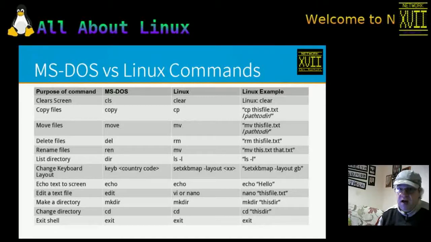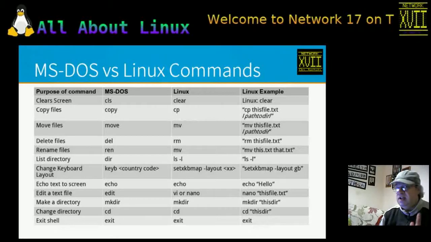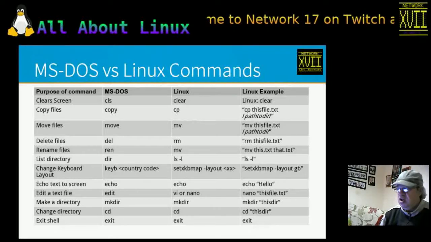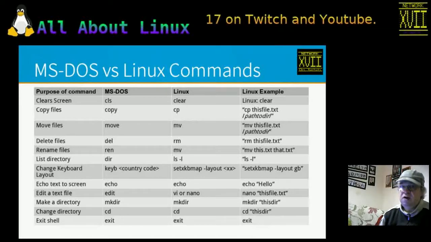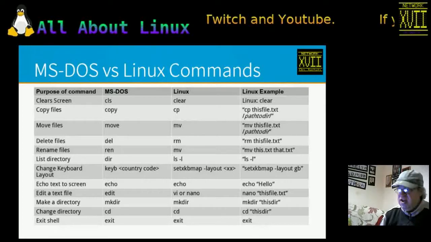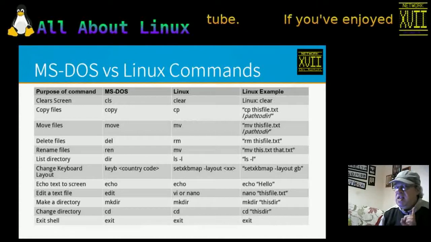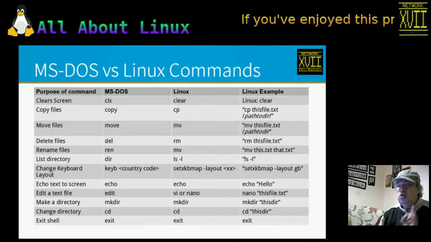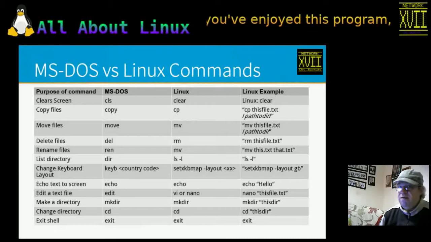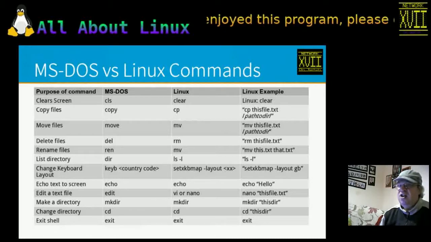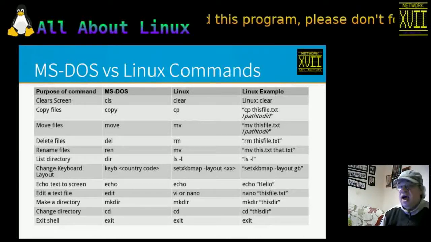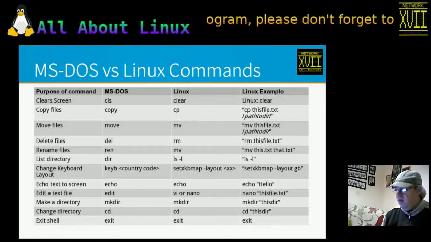To delete a file in MS-DOS, use the command del, but to delete the same file in the Linux terminal, use the command rm. So the example: rm this file.txt removes the file called this file.txt. To rename files in MS-DOS, use the command ren. In Linux, they've combined the move command mv to also rename files. So to rename a file in Linux, it's mv, and you give it the old name, in this case this.txt, and give it a new name, space, that.txt, to rename the file from this.txt to that.txt.